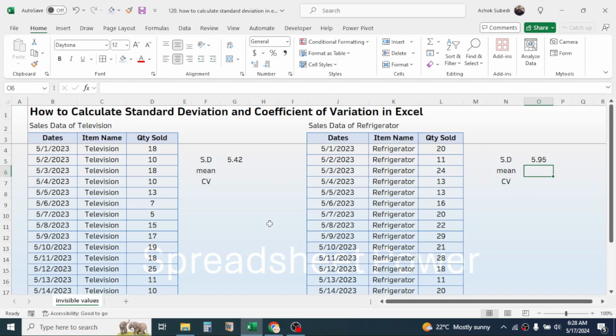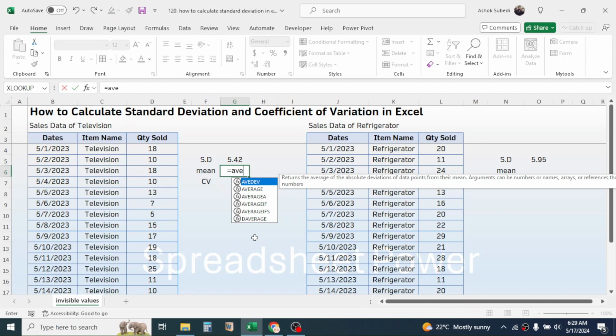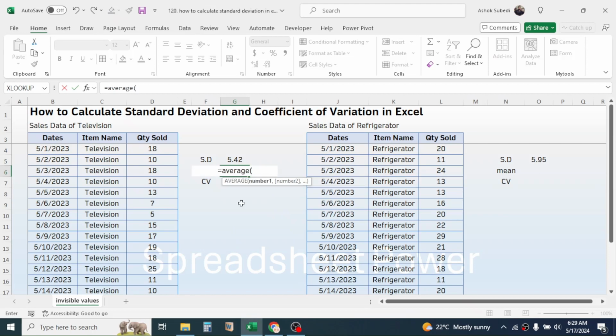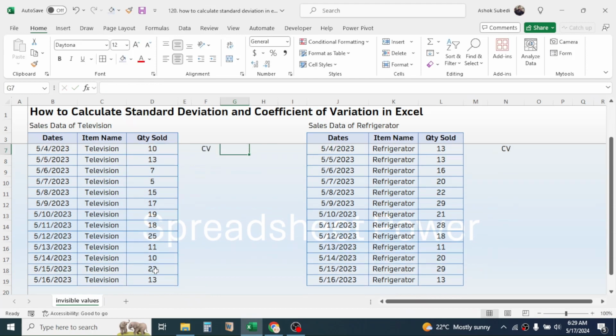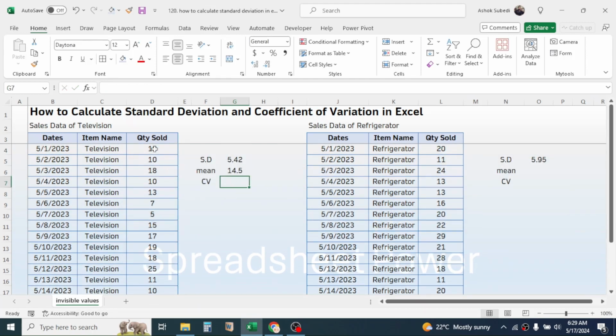To make a comparison in the variability or dispersion in two or more data sets, we have to calculate the coefficient of variation. The coefficient of variation is calculated by dividing the standard deviation by its mean value, and the result is expressed in percentage format. So here let's calculate the mean value of all these numbers by using the average function. Bracket open, then select the quantity sold range, close bracket. This is the average or the mean value of these numbers.